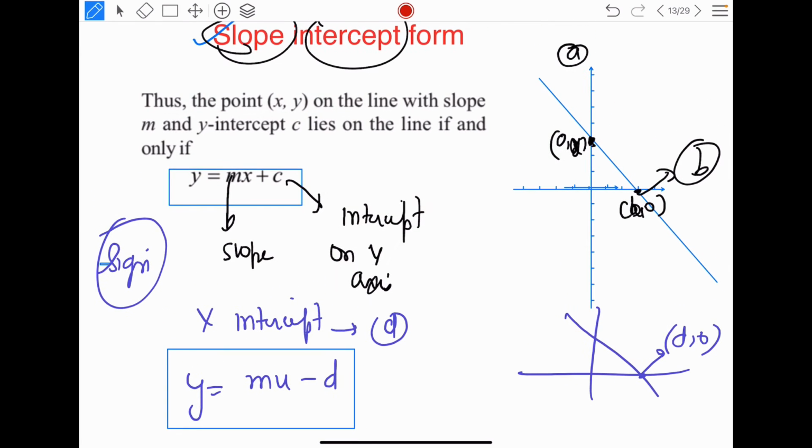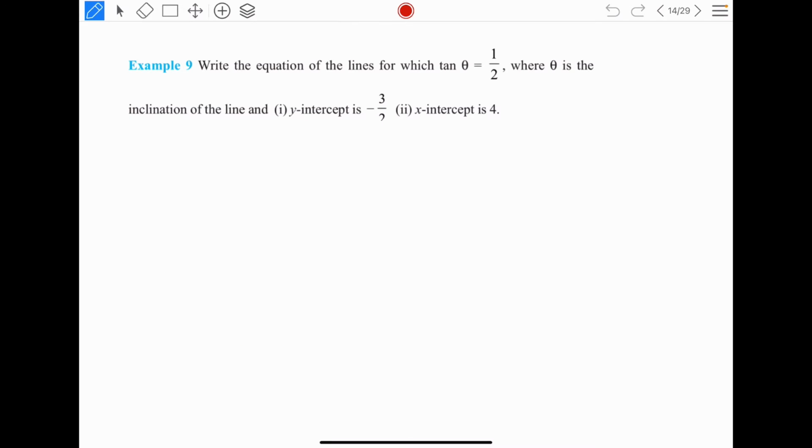Okay, so this is your slope intercept form. Question. Write the equation of lines for which tan theta is 1 by 2, where theta is the inclination or the angle of the line, and the y-intercept and x-intercept are given. Alright, so your intercept and theta are given, and tan theta is your slope. You simply know that tan theta is your slope. Slope is tan theta, slope is minus a by b, slope is y2 minus y1 upon x2 minus x1, they are all the slope. So tan theta or the slope is equal to half, and the x and y intercepts are given in separate cases.